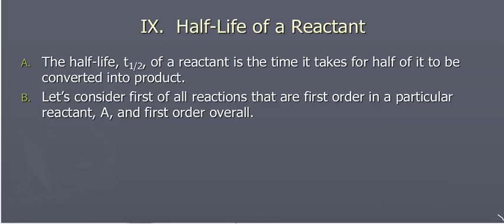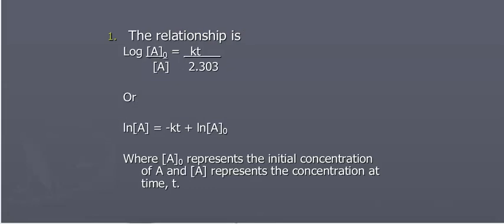So the half-life, which is represented by t to the 1/2, is the time it takes for half of the reactant to be converted into product. We're going to look at first order and second order overall reactions. Let's look first at the first order overall reactions.